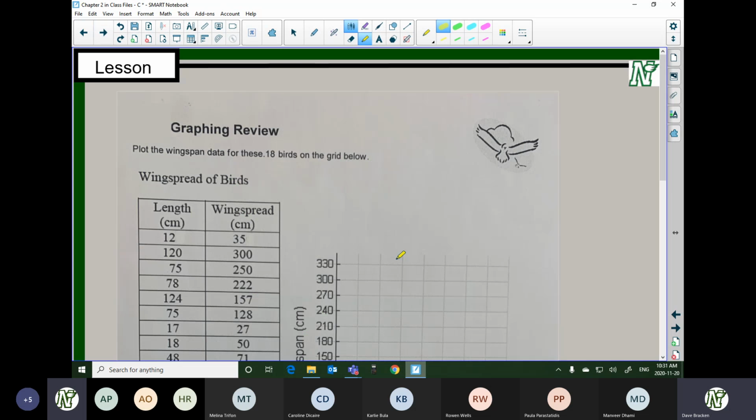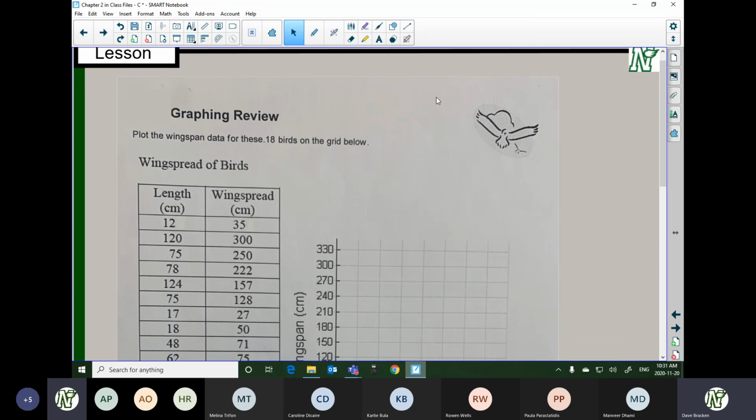All right, let's turn the page. What I'm going to do is I'm just going to get a little practice with you guys on being able to plot points.